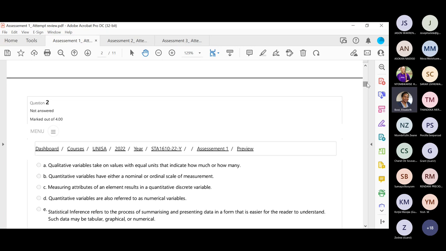A says qualitative variables take on a value with equal units that indicate how much or how many. B, quantitative variables have either a nominal or ordinal scale. C, measuring attributes of an element results in a quantitative discrete variable. D, quantitative variables are also referred to as numerical variables. E, statistical inference refers to a process of summarizing and presenting data in a form that is easy for the reader to understand, such as tabular, graphical, or numerical. A, B, C, D, or E.